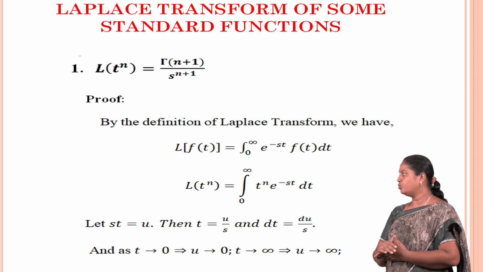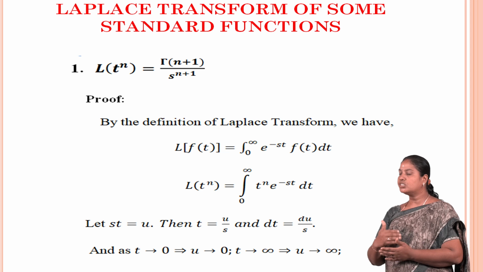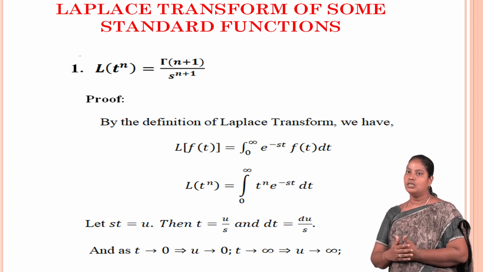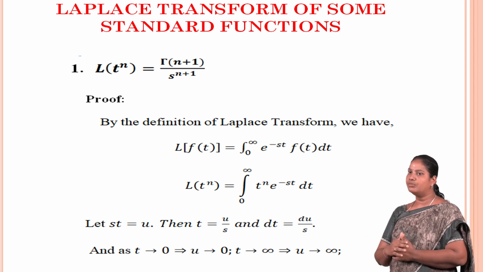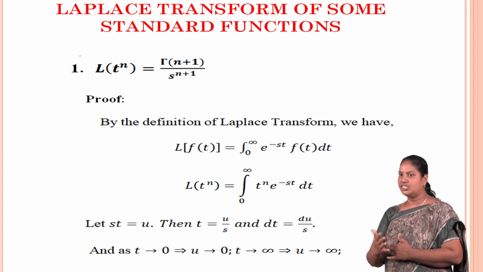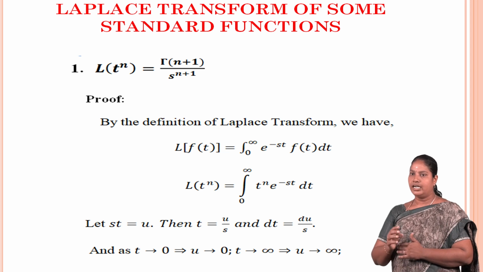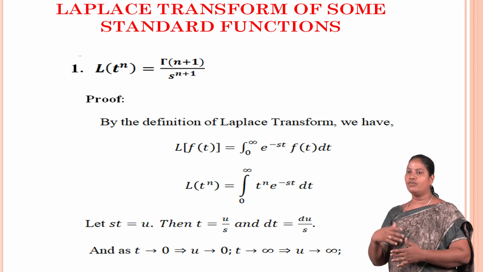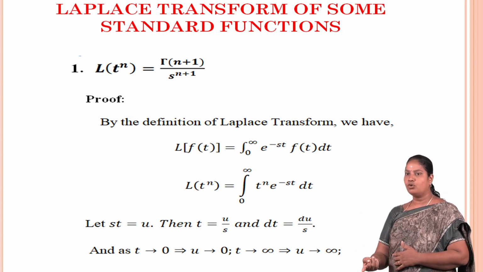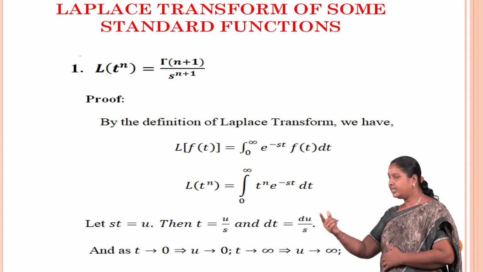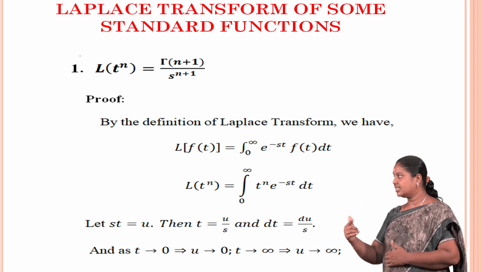Let us move on to the proof of this using the proper definition of the Laplace transform. By definition, L of f of t is nothing but the integral from 0 to infinity of e power minus st f of t dt. Now replace f of t by t power n. So L of t power n is equal to the integral from 0 to infinity of t power n e power minus st dt.